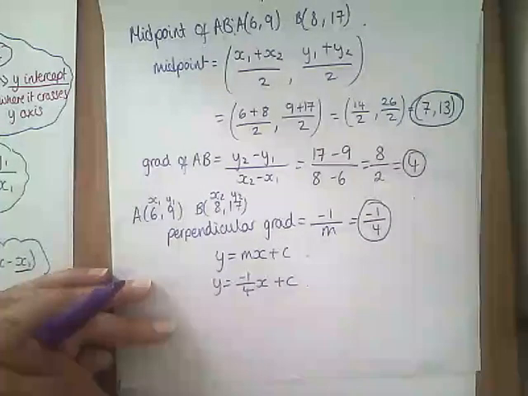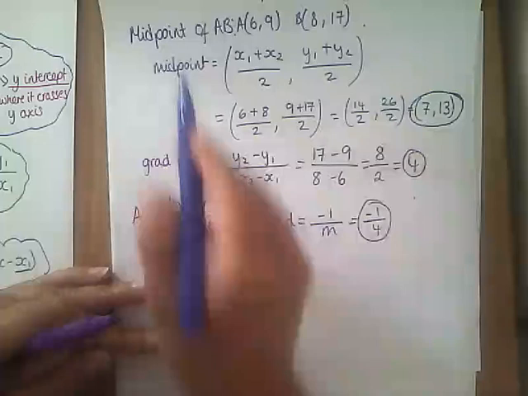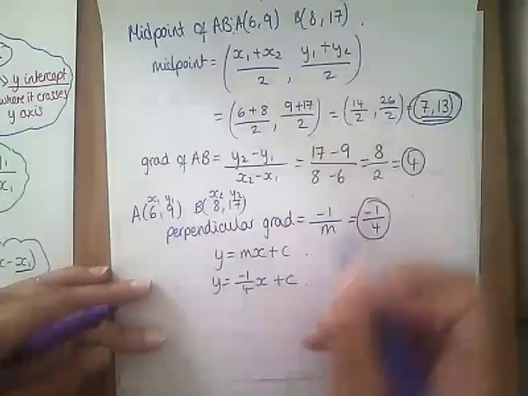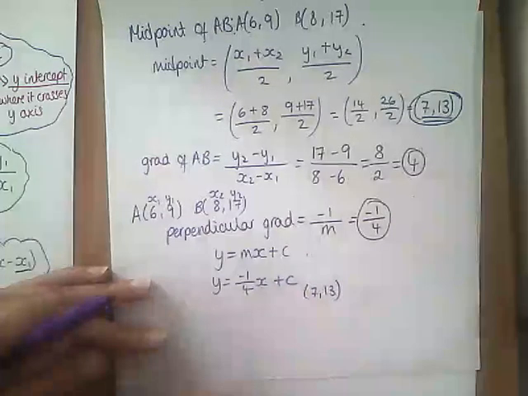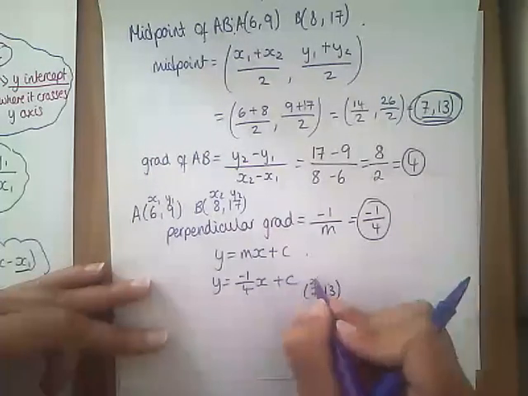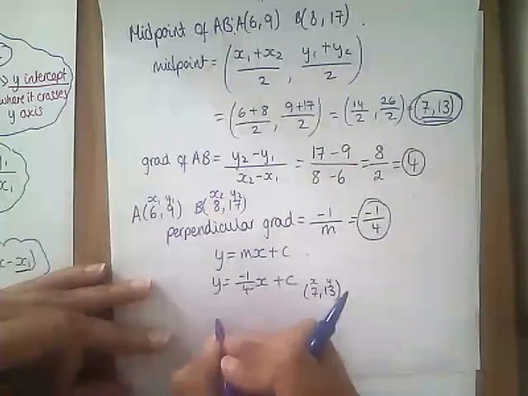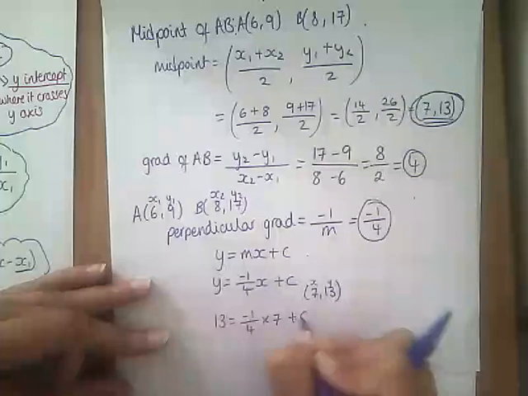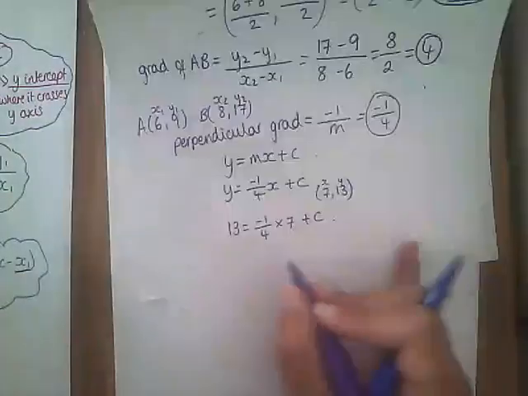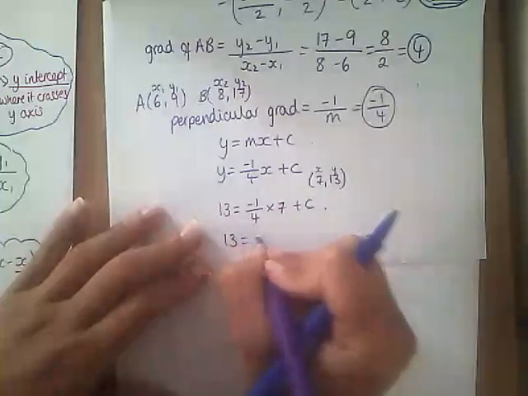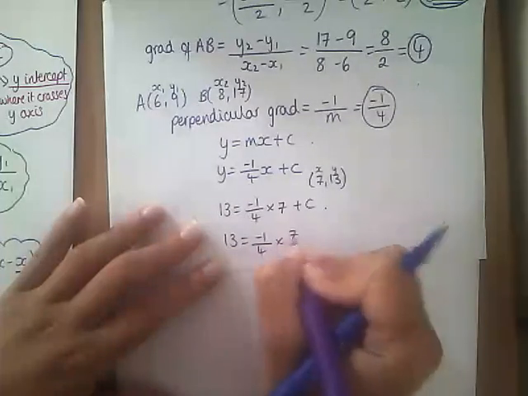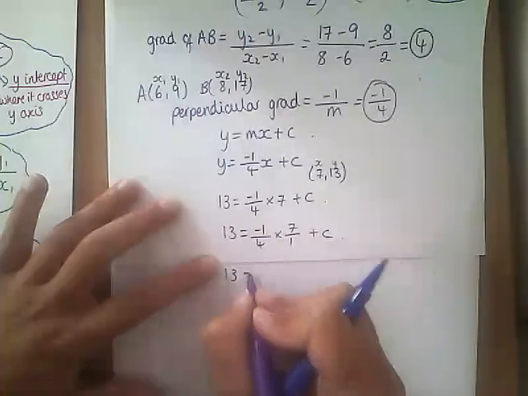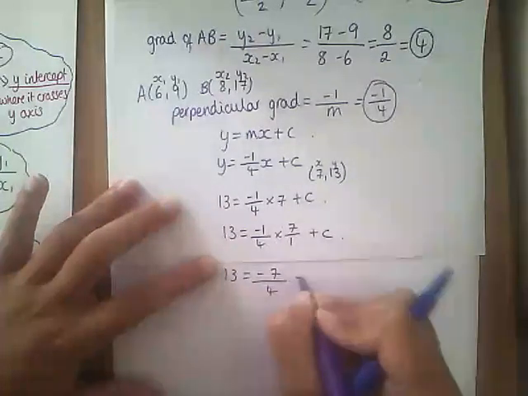Now, what point can I use now? Well, I can't use A because it doesn't go through A, and I can't use B because it doesn't go through B. I've got to use the midpoint. That is the whole point of working that out. You've got to use the midpoint. That's x, that's y. So we've got 13 equals minus a quarter times 7 plus c. 7, obviously, is the same as 7 over 1. Times the top, times the bottom, so we've got 13 is minus 7 over 4 plus c.